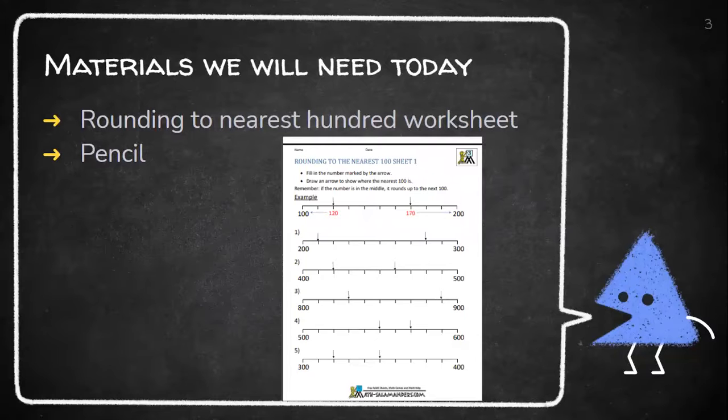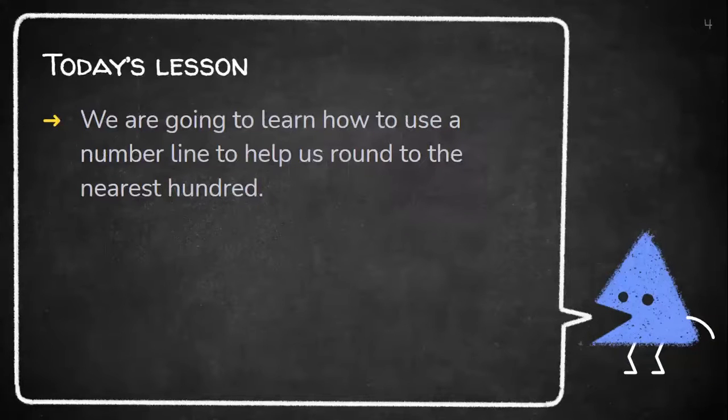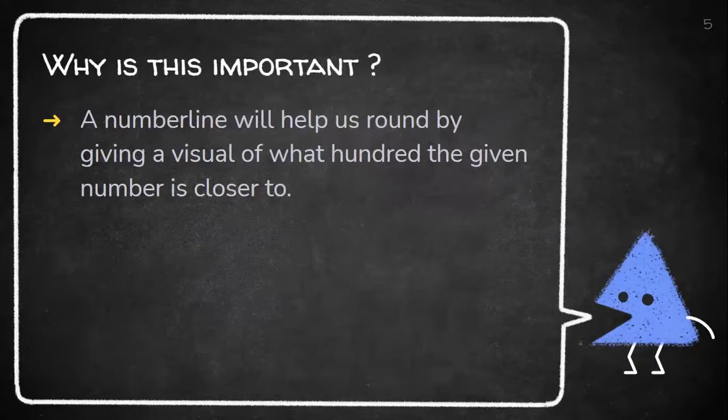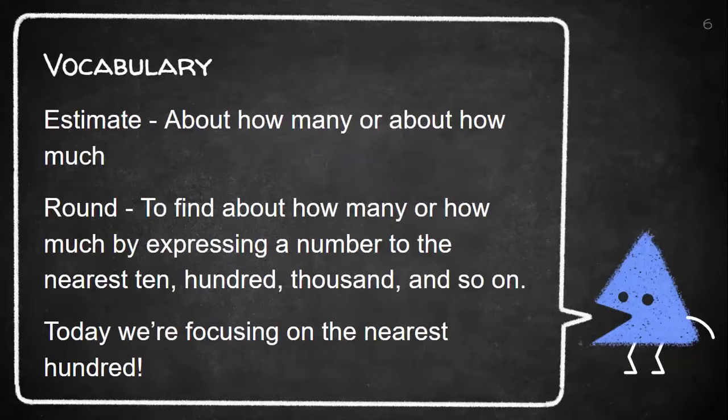All right, friends, let's get started. Today's lesson, we're going to learn how to use a number line to help us round to the nearest hundred. This is important because it's going to give us a visual of what hundred the given number is closer to. Some vocabulary we need to know: estimate means about how many or about how much. To round is to find about how many or how much by expressing a number to the nearest 10, 100, 1,000, and so on. Today we'll be focusing on the nearest hundred.